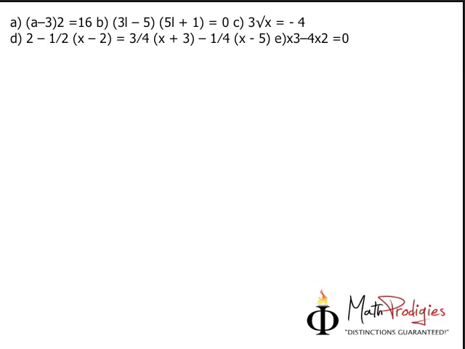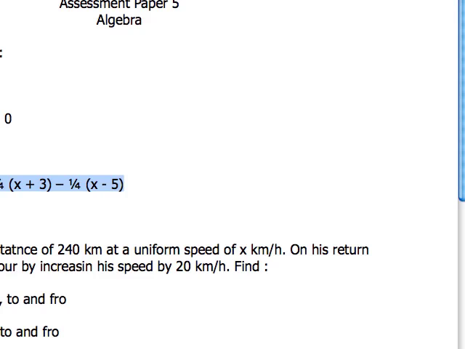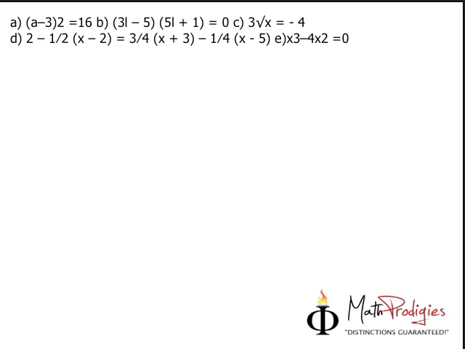Let's take a look at the question paper. I think mine is a bit screwed up. Oh, x cubed minus 4x squared equals 0. So again, x cubed minus 4x squared equals 0.